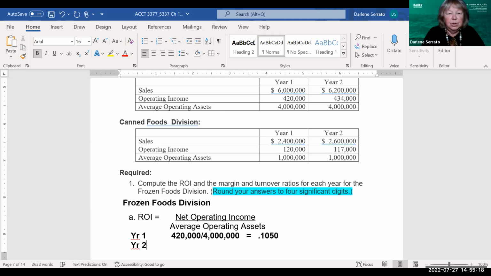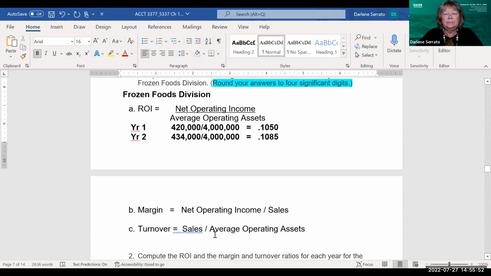Year 2, income is 434,000, so income went up, but average assets stayed the same. So we would expect the return on investment to go up, 0.1085. So it did increase. Income increased, average assets stayed the same.